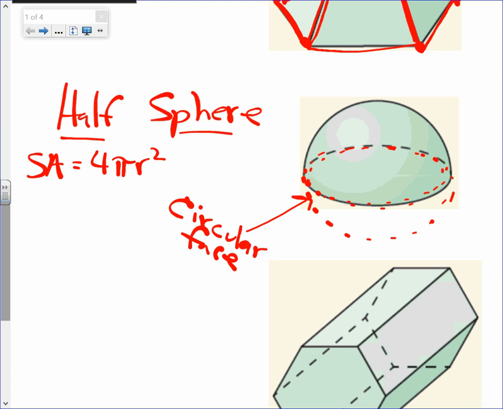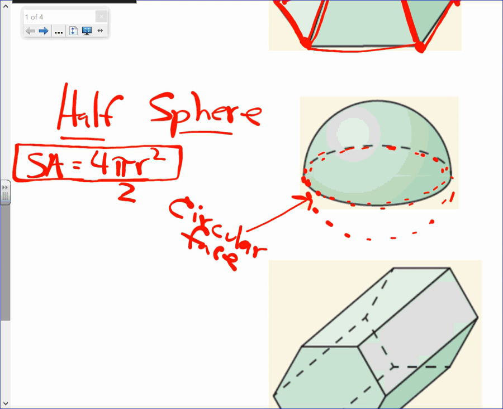But we're dealing with half a sphere, so what should we do with that? Change the 4 to 2, or just divide it by 2, which would change the 4 to 2. I like the way you think. So look what I got. If I wanted to find the surface area, which I'm not going to do, I would use this formula, 4 pi r squared, and then I'll divide it by 2 because I'm only dealing with half a sphere.